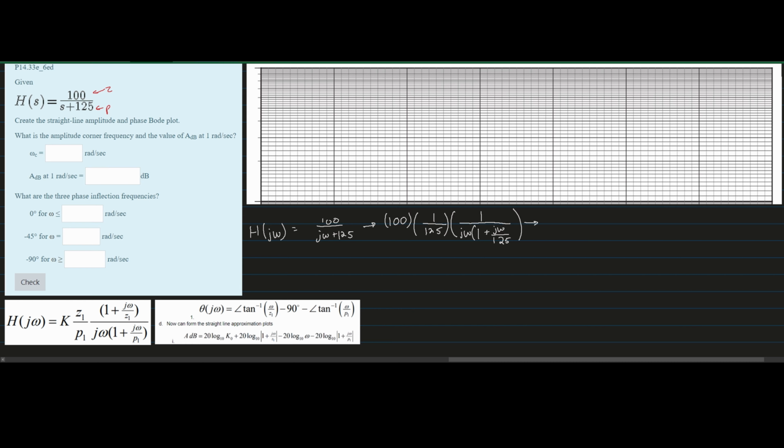We can rewrite this as 100 over 125, and then out here we are going to have 1 over jω, then we're going to have 1 plus jω divided by 125, in parentheses. So this is what we have now, and we are going to have to find a couple of things for this.